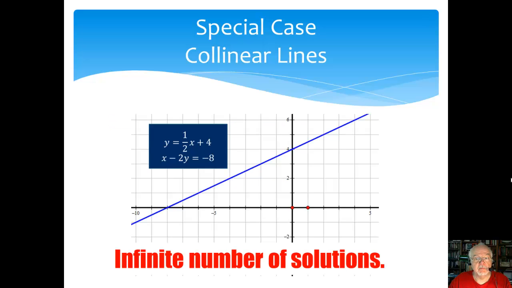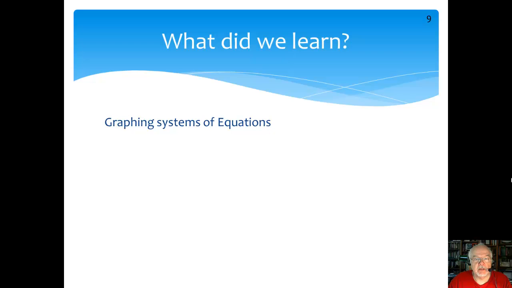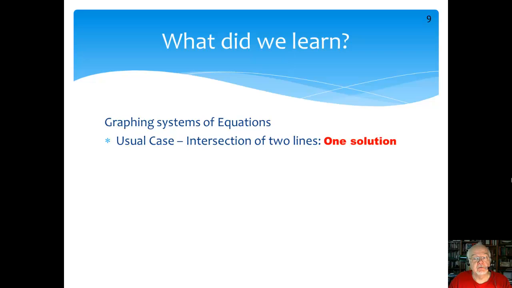So what did we learn about this system of equations? We learned that when we plotted it, it was collinear. It basically ended up as one line. Since each point on that line can be a solution, there are infinitely many solutions. So what do we learn? Well, the usual case, we end up with the intersection of two lines, which gives one point. That one point, the x and y coordinates, will satisfy both equations. So consequently, you have one solution and one solution only. We call that a unique solution.